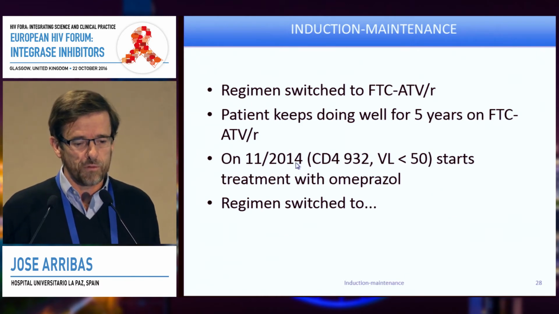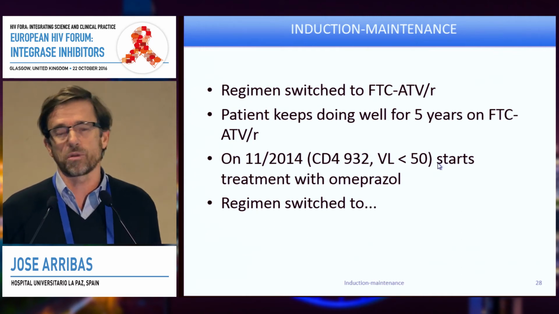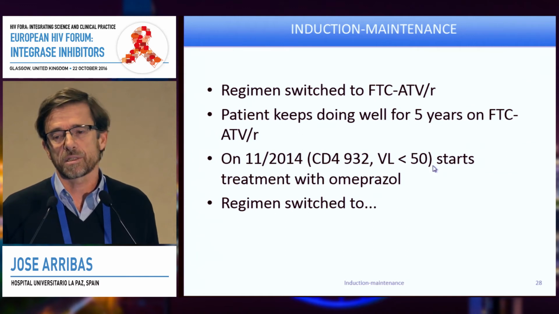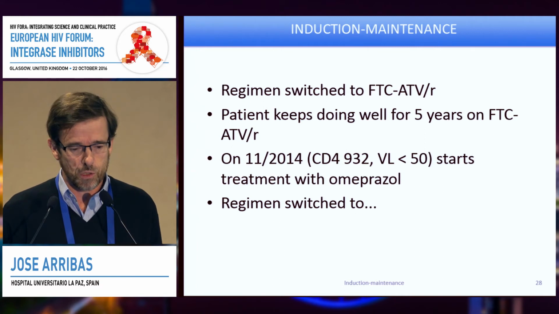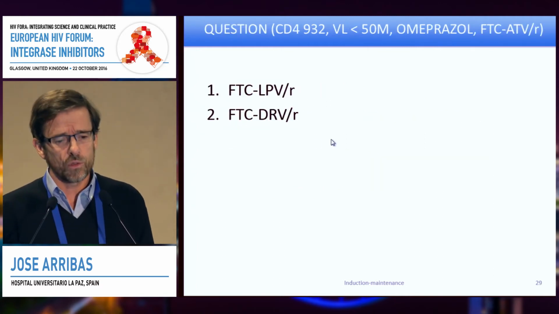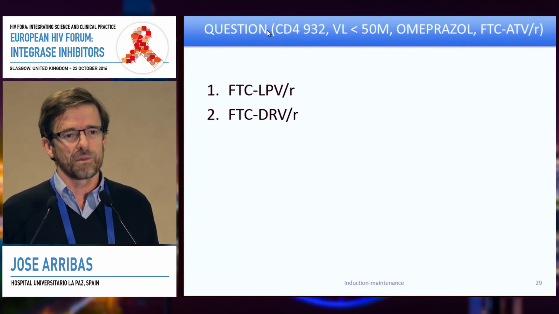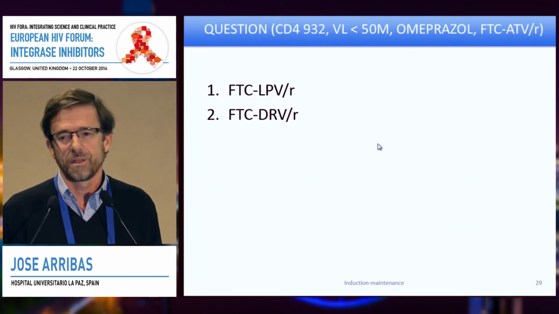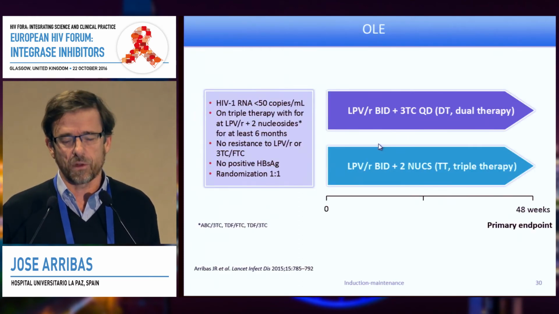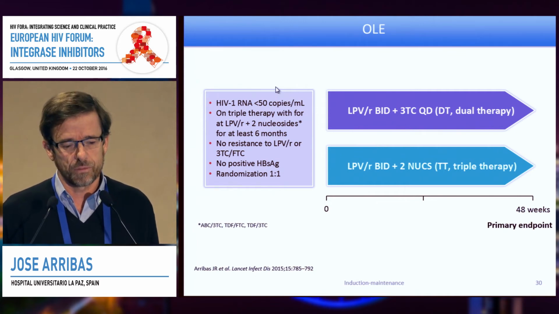In November 2014, with a CD4 cell count of 932 and a viral load of 50, he starts treatment with omeprazole. This is what Pedro was saying. It's one of the reasons to switch therapies. So what will you use? Will you use 3TC, lopinavir, ritonavir, for which you have the OLE data, or do you use darunavir, FTC? We still don't have those data. With OLE, we have the results, again, being published.